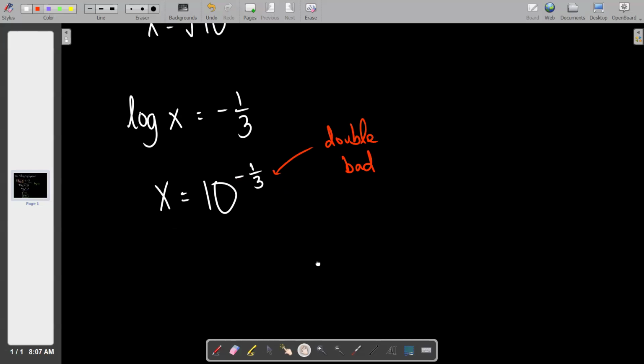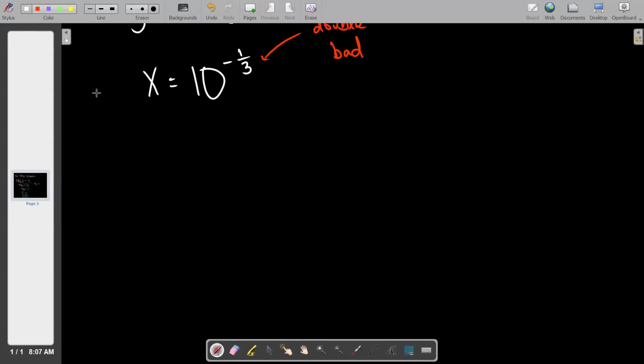And what's the first fix that we acknowledge? Put it on the bottom. So we have x equals 1 over some stuff. Just kind of get it ready to go. What kind of root are we going to make? A cube root of 10 to the first power, which is, of course, just 10. So 1 over the cube root of 10.